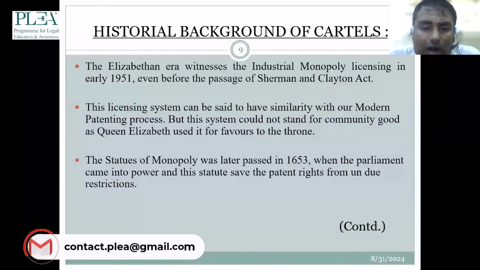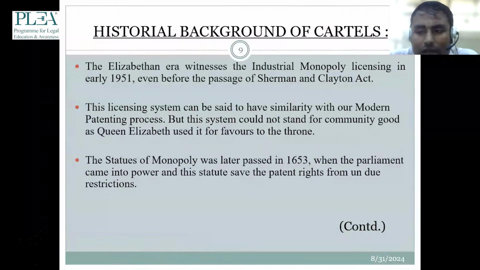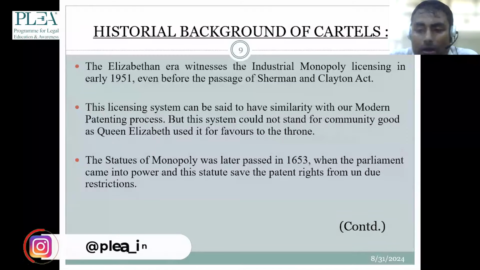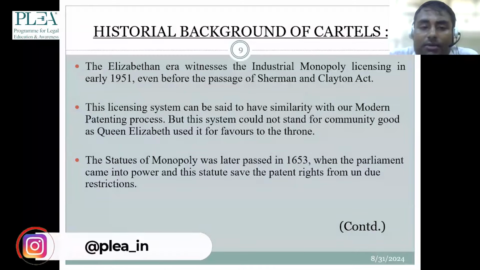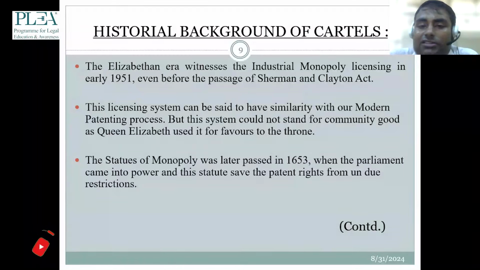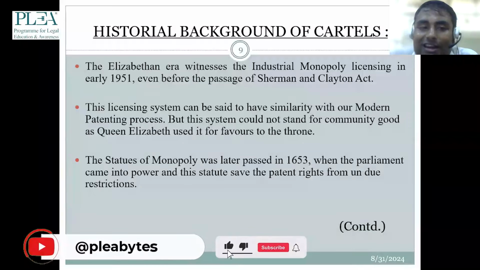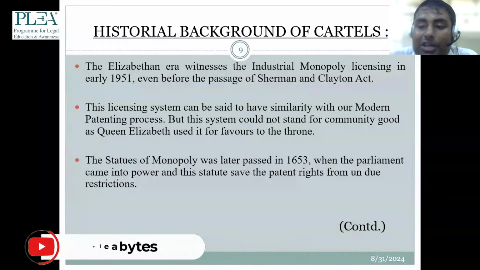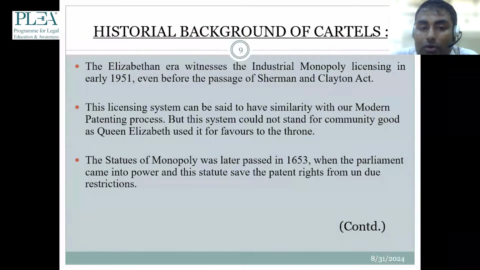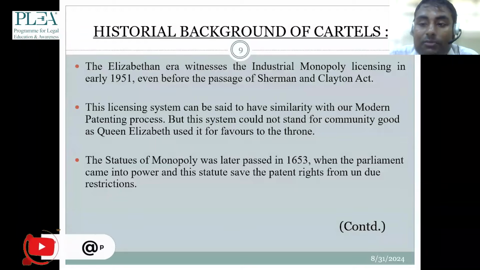History of cartel: in England, it started in the Elizabethan era. The Elizabethan era witnessed industrial monopoly and licensing in early 1951, even before the passage of the Sherman and Clayton Acts, because Sherman and Clayton came into the USA later on. During the time of Queen Elizabeth, there was a favor from the royal. So it is known as the favor from the royal. The Queen is favoring some of the business units.